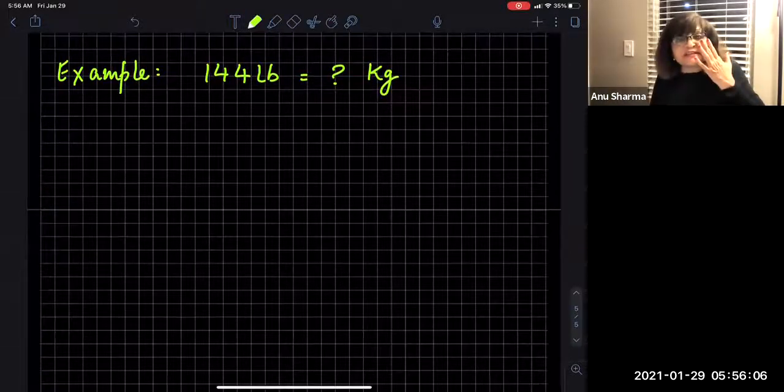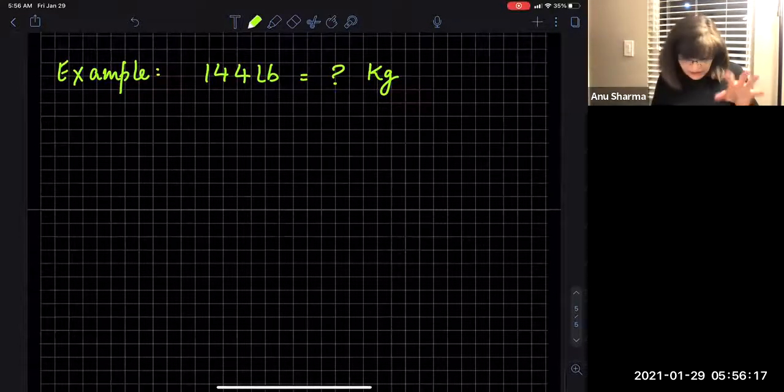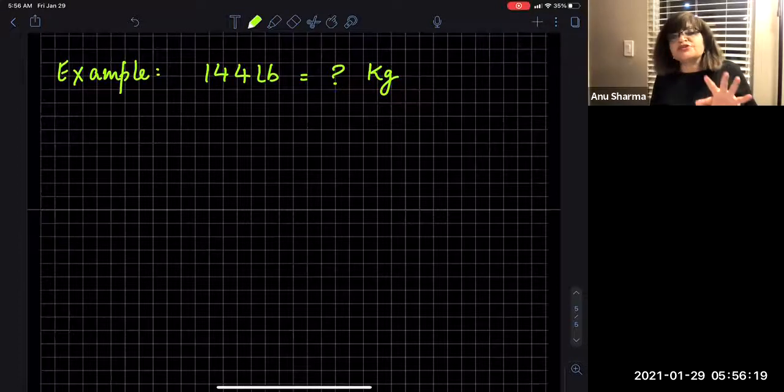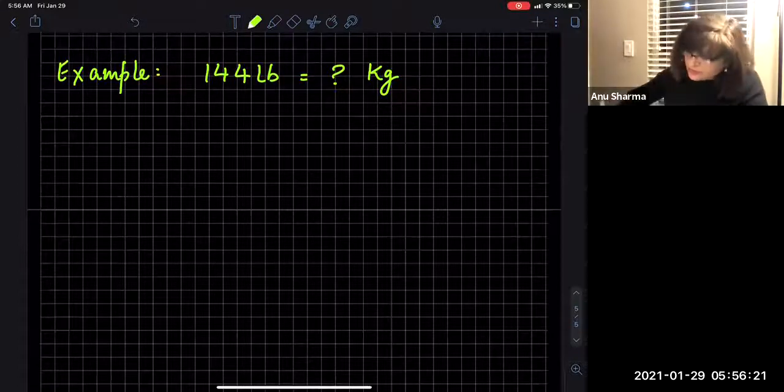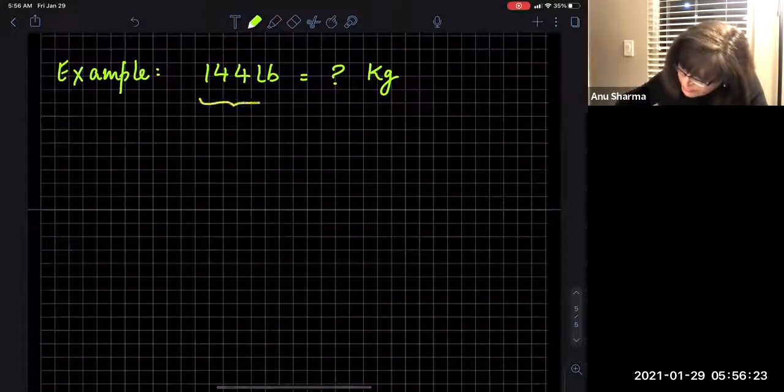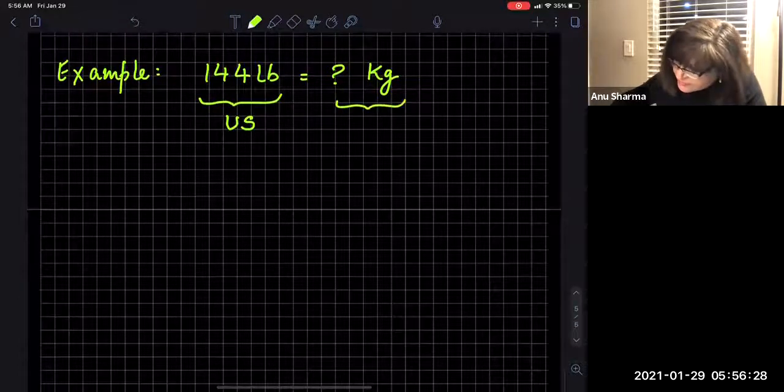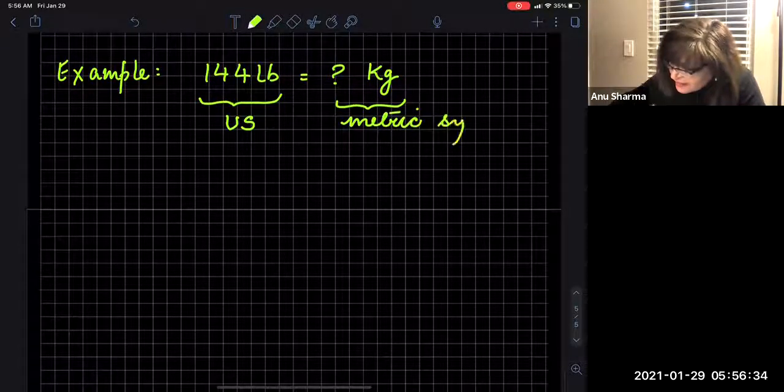In the metric system, it's just grams and kilograms, and then it's the thousands, multiply by 1,000, multiply by 100, those things. But this is clearly a US to metric system conversion. The pound is the US system, and kilograms, that kilo word, is the SI system, which is also called the metric system.